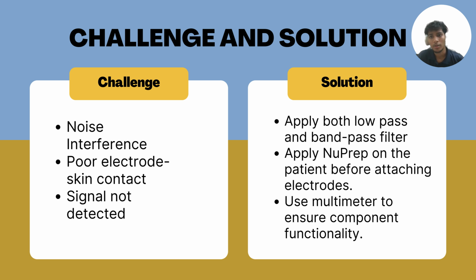There were some challenges faced by our group during the construction of this circuit. The challenges included noise interference problems, for example, 50 Hz interference from nearby electronics and also skin impedance. Therefore, applying a low pass filter and also a band pass filter can help to attenuate this noise. Poor electrode to skin contact also contributes to the signal acquisition problem. Therefore, applying Nuprep gel to the patient's skin before applying the electrode helps to solve this problem and can also reduce the impedance. Lastly, the unavailable signal detection can be mitigated by verifying the components with a multimeter to help ensure the components' continuity.